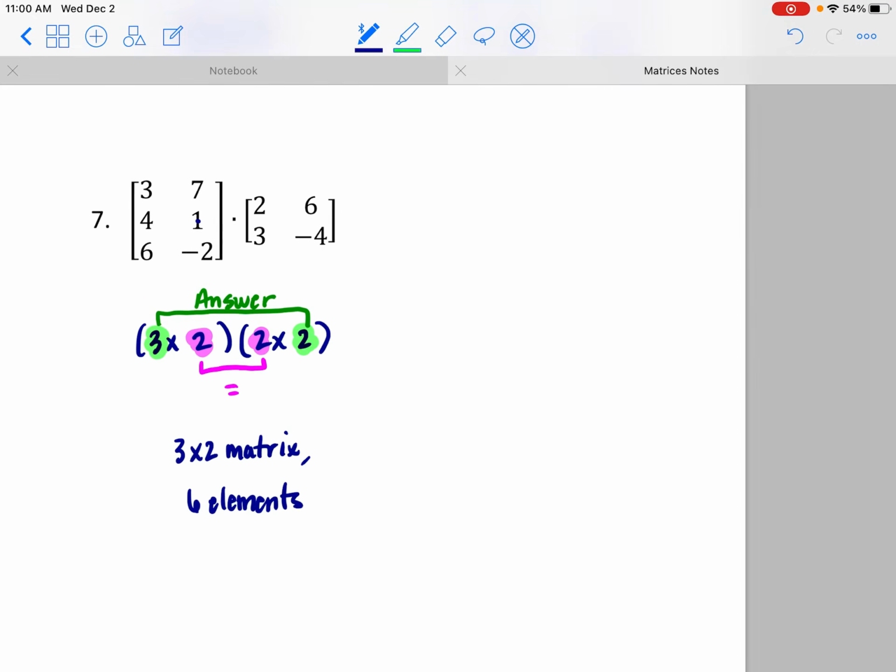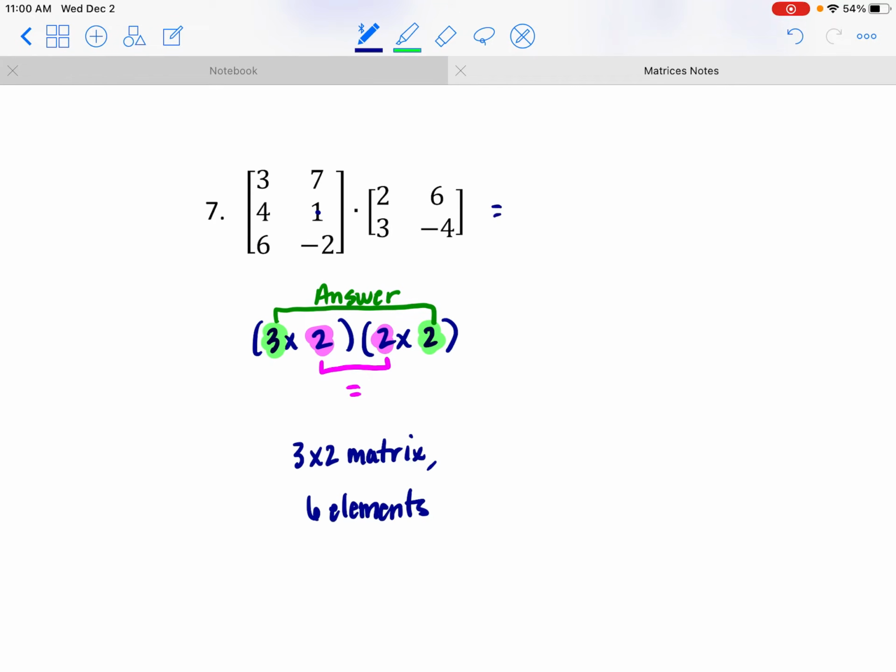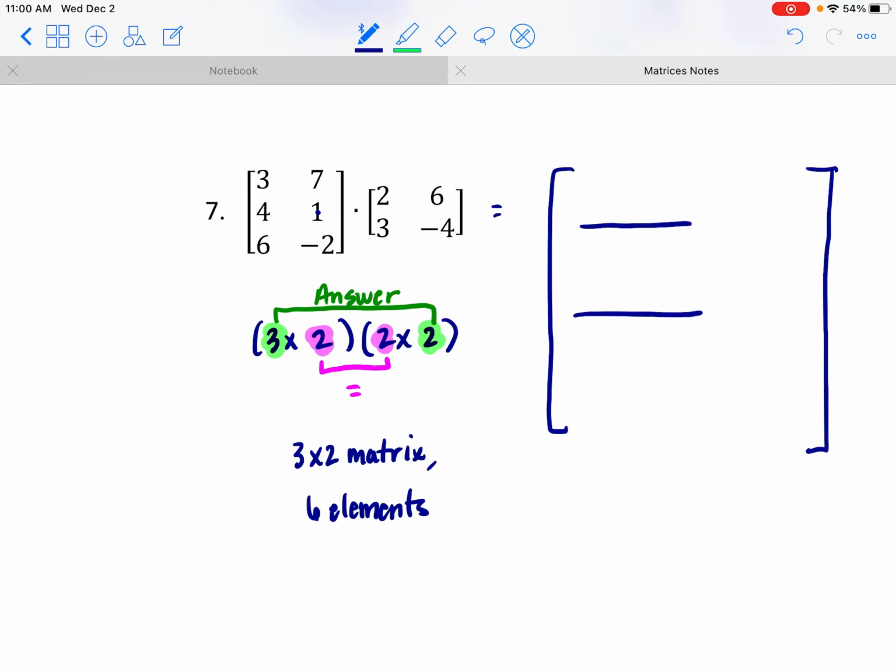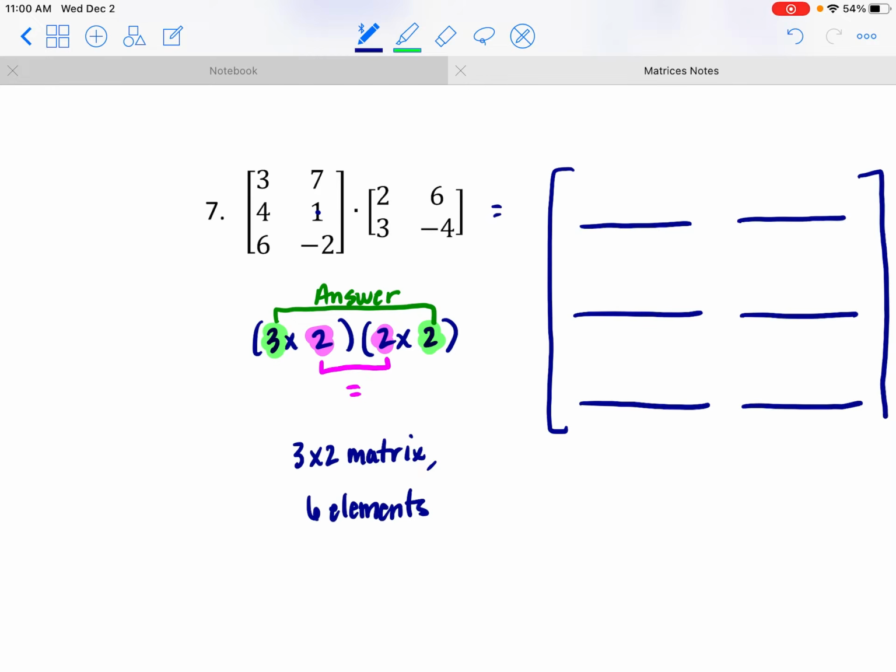Okay, so a 3 by 2 with 6 elements. That's 3 rows by 2 columns. So that's what our answer is going to look like.